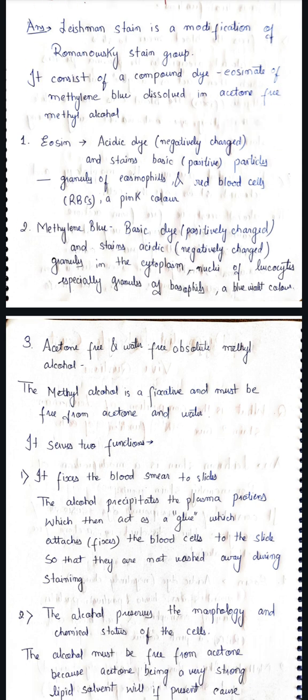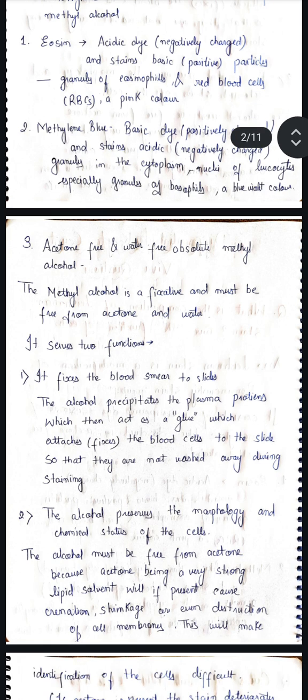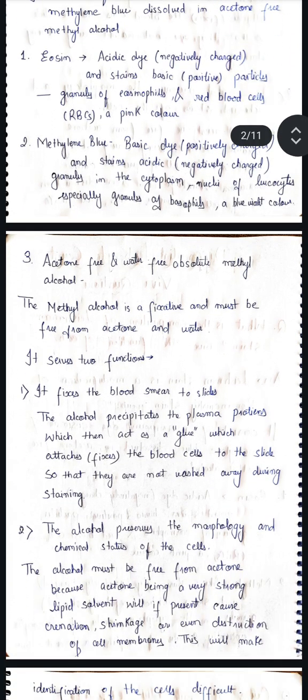So eosin is an acidic dye which is negatively charged. Mind you, it is negatively charged, so it is going to stain the basic particles, that is the granules of eosinophils. So it's an acidic dye, it is going to stain the basic granules of eosinophils and RBCs, and it is imparting a light pink color to the RBCs. Now, methylene blue, it is a basic dye, it is positively charged and stains the acidic, the negatively charged granules in the cytoplasm, that is especially the granules of the basophil and the nuclei of the leukocytes, and impart a blue violet color. So eosin dye is acidic, methylene blue is basic, B for blue, B for basic.